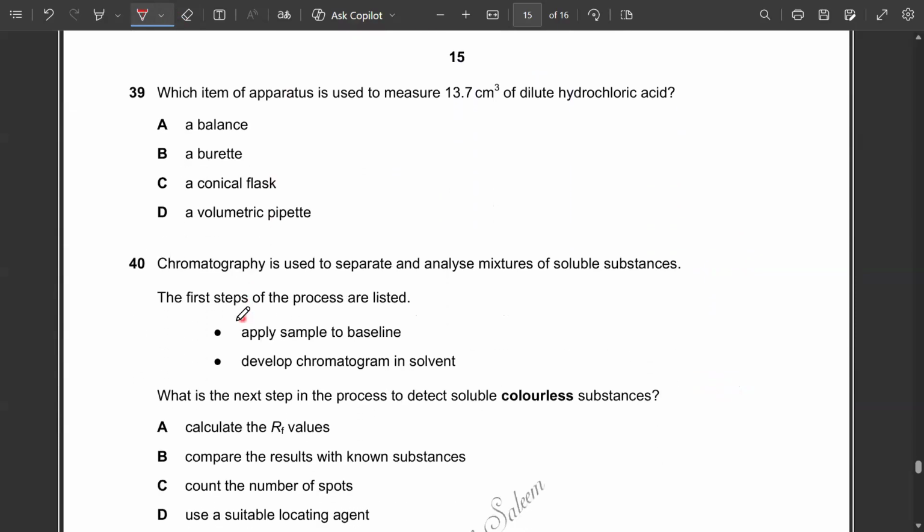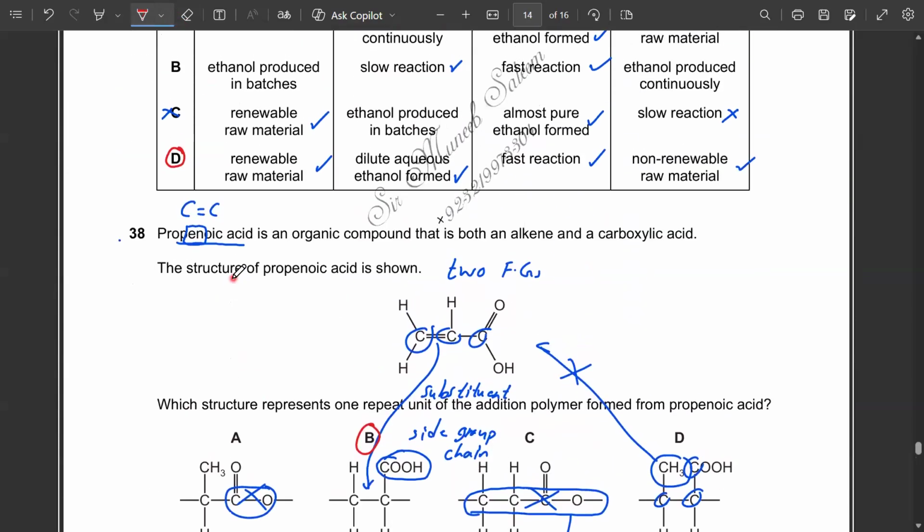Questions 39 and 40 are not to be done because they are not part of the syllabus.